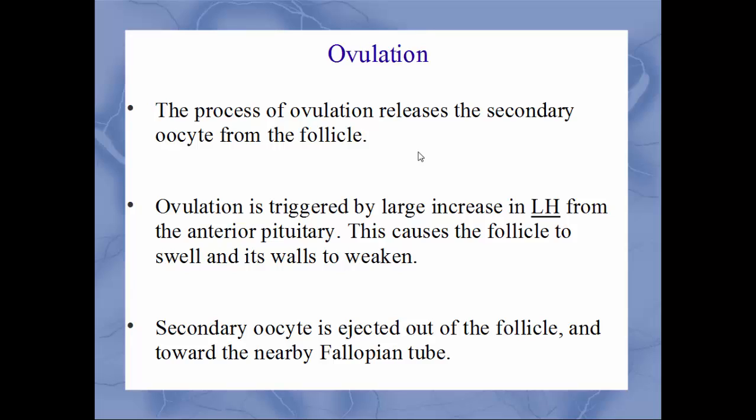That's kind of what happens here. So the secondary oocyte is ejected out of the follicle towards the nearby fallopian tubes. And for the longest time, people thought that this process happened kind of like a cork coming out of a champagne bottle, very violently, very quickly, and actually it's almost the exact opposite. This whole process of being ejected out of the follicle takes about 15 minutes.